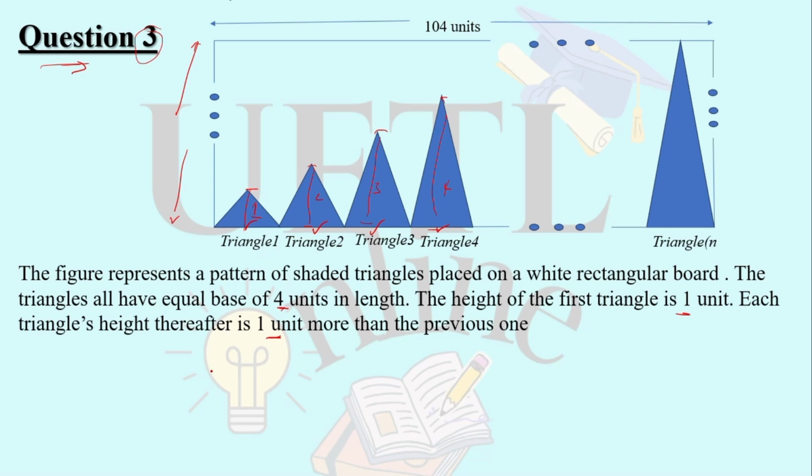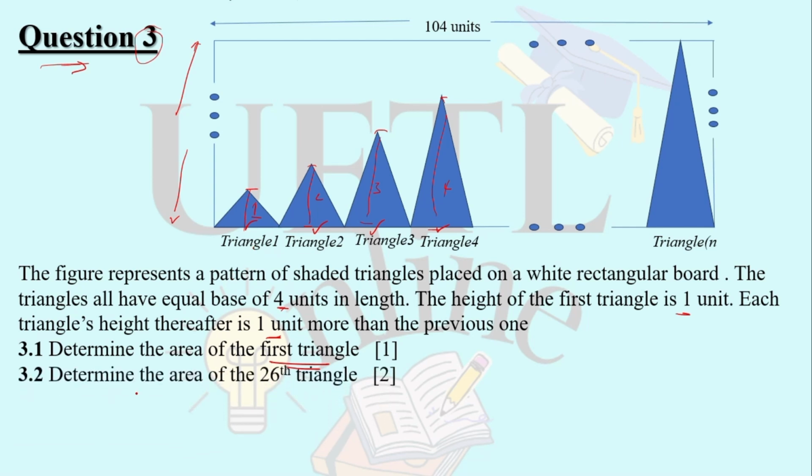Let's see the question. The first question is: determine the area of the first triangle. This is easy. Finding the area given the base and the height is very simple. Then the second one is: determine the area of the 26th triangle. I think it is going to be the last triangle. So we're going to find the area of the last triangle and see how we find it.